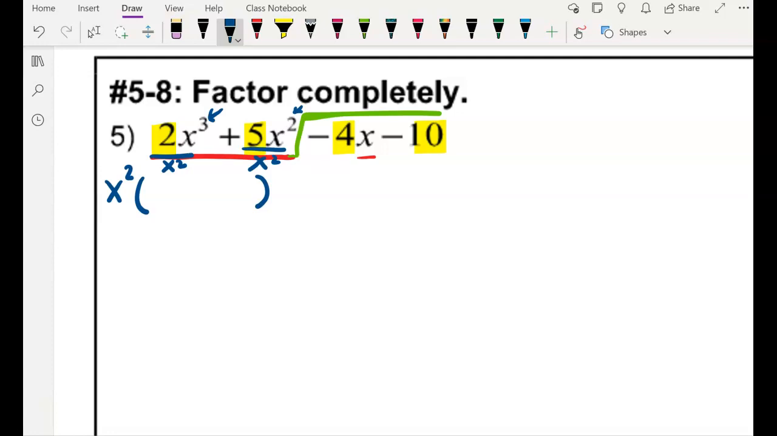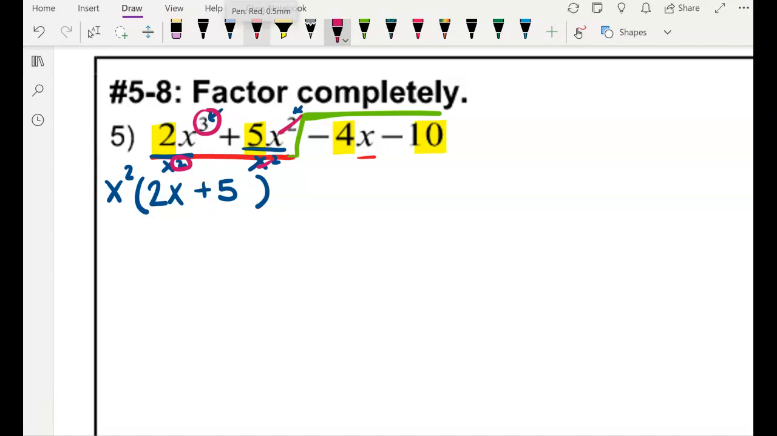And whatever's left over, we put it in the parentheses. So 2x to the third divided by x squared, we have 2x to the third on the top and x squared on the bottom, so we definitely would have 1x left. 5x squared divided by x squared, we would get 5, okay? Because the x squared and the x squared would cancel. Over here, we would have 1 left because this has a power of 3 and this has a power of 2. When you subtract the powers, you would have 1 left.